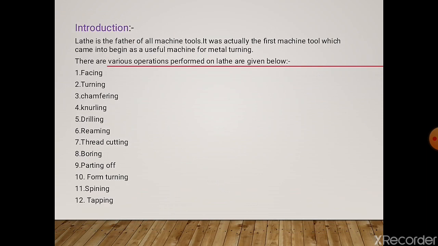Introduction. Lathe is the father of all machine tools. It was actually the first machine tool which came into being as a useful machine for metal turning. There are various operations performed on a lathe, given below. First, facing; second, turning; third, chamfering; fourth, knurling; fifth, drilling; sixth, reaming; seventh, thread cutting; eighth, boring; ninth, parting off; tenth, form turning; eleventh, spinning; and the last one is tapping.